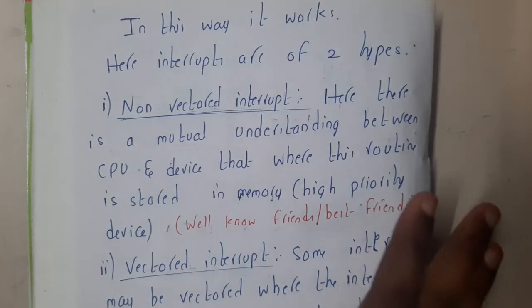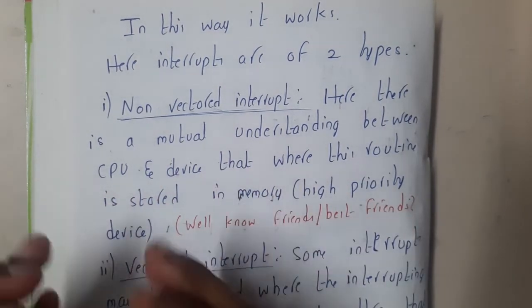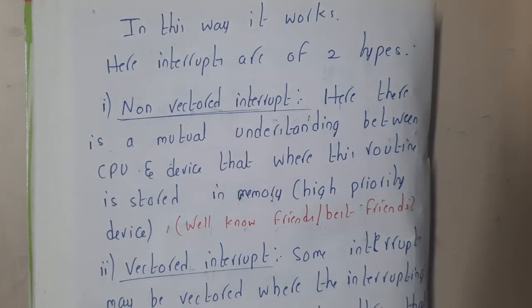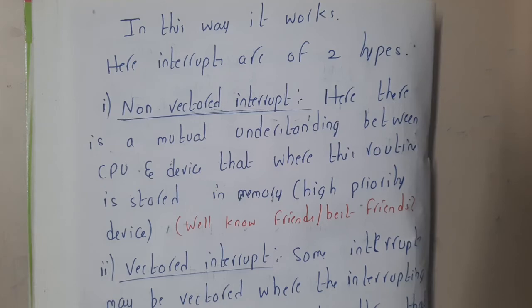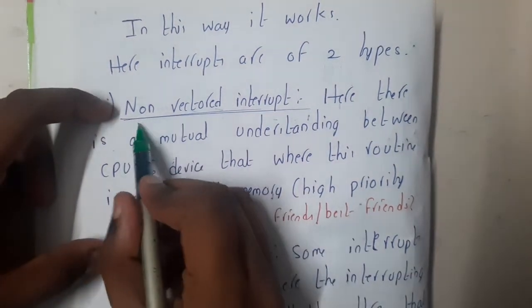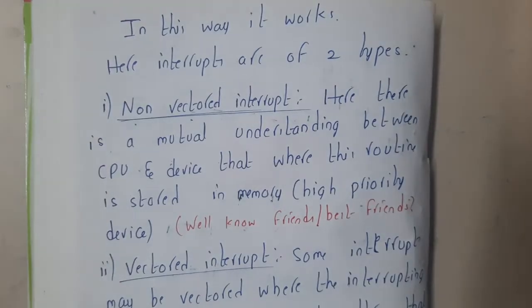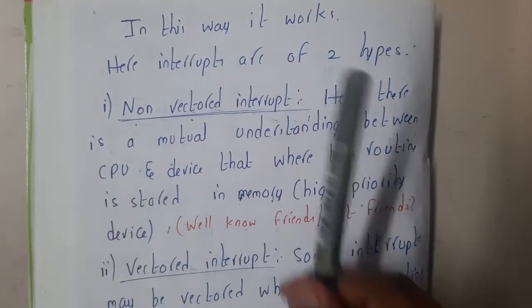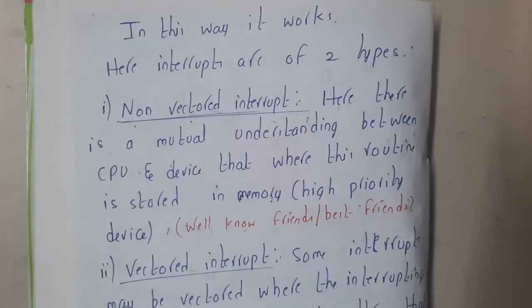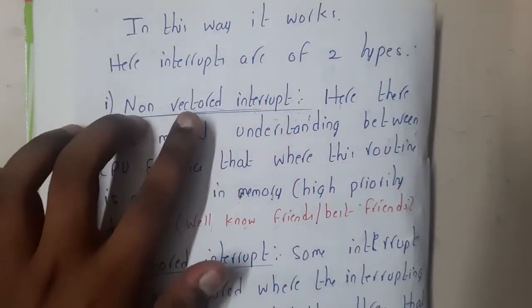So assume that he's your best friend from when you were a kid, from your first class to the completion of your engineering. At that time you will know his house address, right? Mostly you will know it. So those types of things are non-vectored addresses. There is no need for you to ask your friend, what is your address, please send me the location. Those kinds of requests are not required, right? So that is a non-vector, so no need of an address.